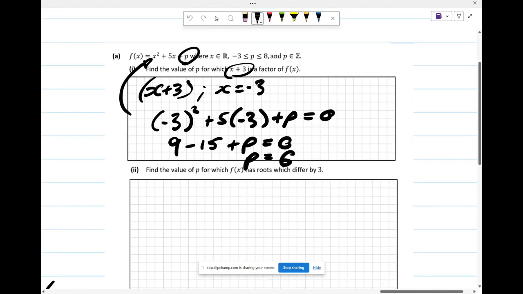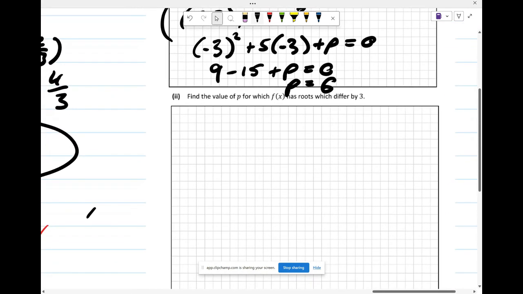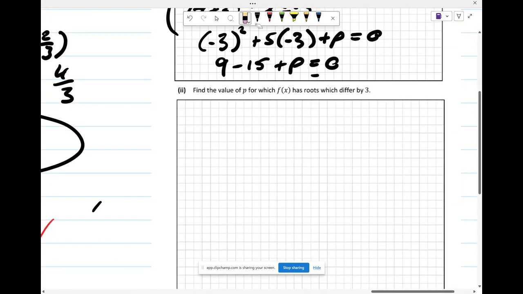So when p is 6, x plus 3 is a factor of f, and x minus 3 is a root. That's basically what we're saying. But yeah, so I'll just write that away.